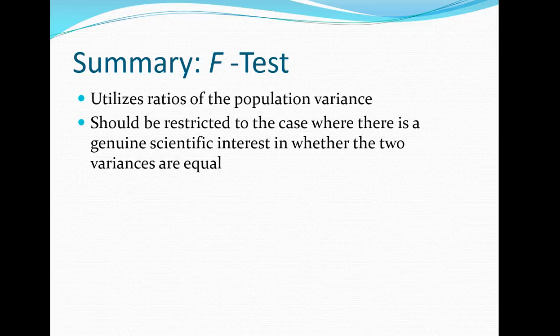So in summary, the F-test utilizes the ratio of the population variances, and this test statistic should be restricted to the case where there is a genuine scientific interest in whether the two variances are equal. So think of a research question where you really want to know that the variances of your samples are equal, then that's going to be the perfect test for that scientific inquiry. That would be the F-test.